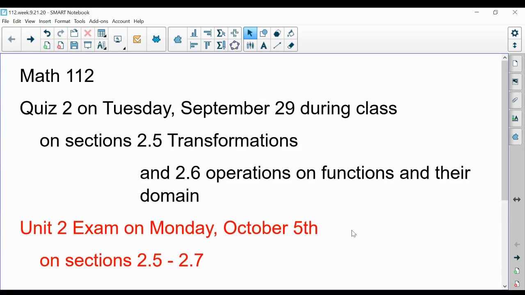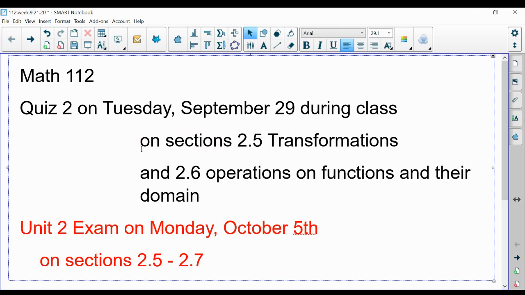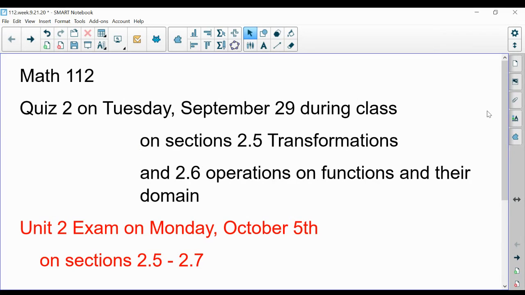Hey, everybody. We are into our next unit, and it's a very, very short one. Unit 2 only has three sections covered: Section 2.5, Section 2.6, and Section 2.7. So we've already done 2.5 and 2.6. 2.5 was about transformations, and 2.6 was about the operations on functions, including compositions and finding their domain.